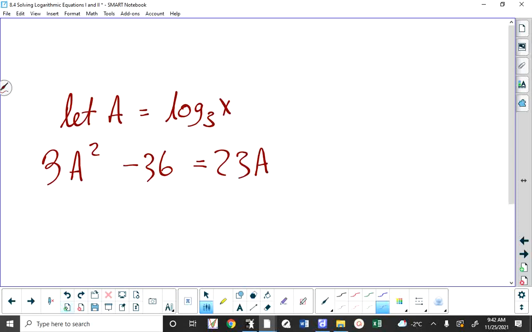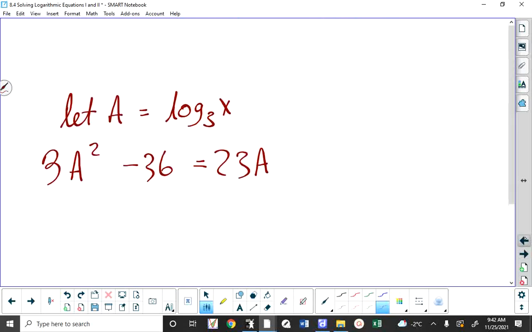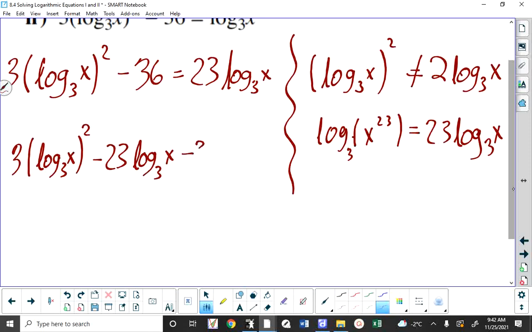I'm going to walk away from that and then come back to it after we're done, because I'm going to hopefully force you to not have to rely on that. Since this is quadratic, we can zero the equation and write 3 multiplied by log base 3 of x quantity squared minus 23 multiplied by log base 3 of x minus 36, don't forget, equals 0.